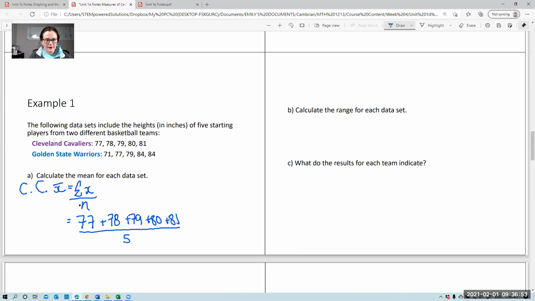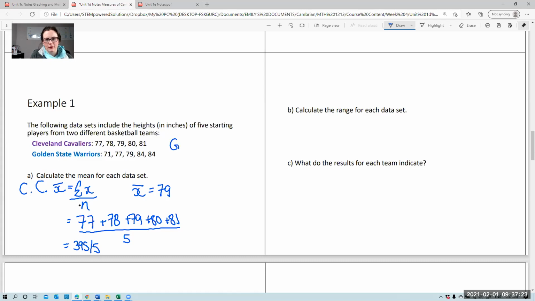This would be a great time to have your calculator out too and calculate this with me. 77 plus 78 plus 79 plus 80 plus 81 is 395, divided by 5 equals 79. So that's the average height of the basketball players for the Cleveland Cavaliers.